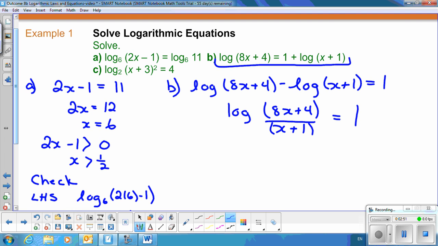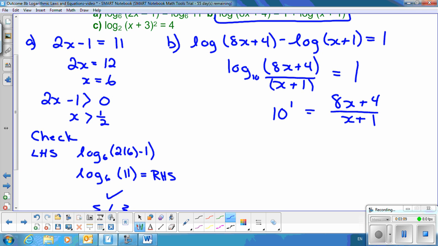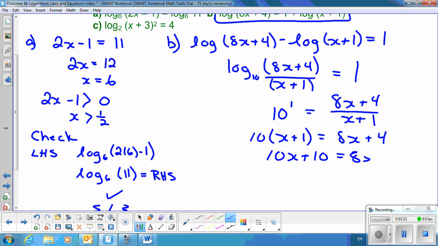This is a base 10. And so this equation written in exponential form is just 10 to the power of 1 then has to equal 8x plus 4 over x plus 1. 10 to the power of 1 is just 10. And so I can multiply both sides by x plus 1. And I end up with 10 times x plus 1 equals 8x plus 4, or 10x plus 10 equals 8x plus 4. This gives me 2x equals negative 6, so x equals negative 3.